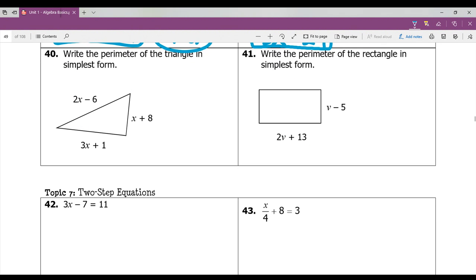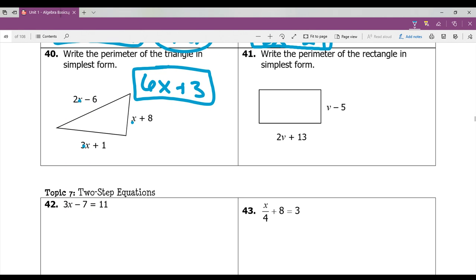Alright. Some applications. We got perimeter. You know, perimeter means the distance around. Basically, I'm going to look around on this triangle. I'm going to add all three sides up. 2x plus 3x is 5x. 5x plus 1x gives me 6x. Negative 6 plus 1 is negative 5. Negative 5 plus 8 is a positive 3.